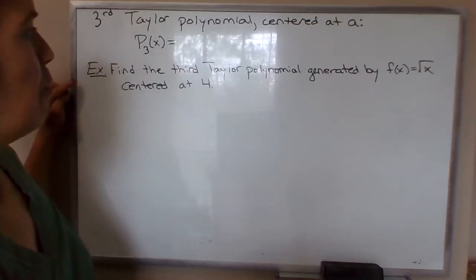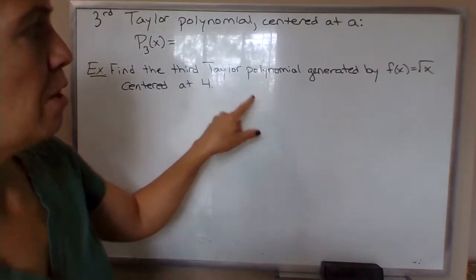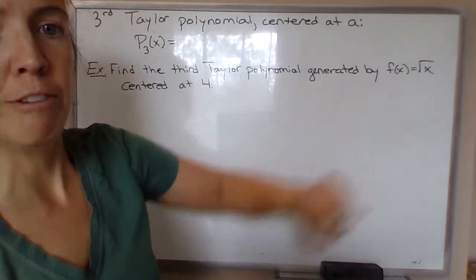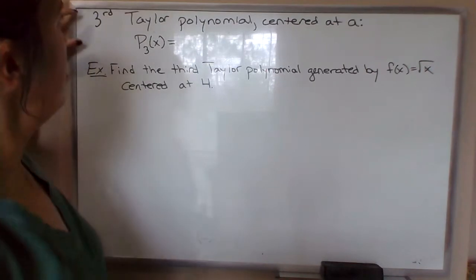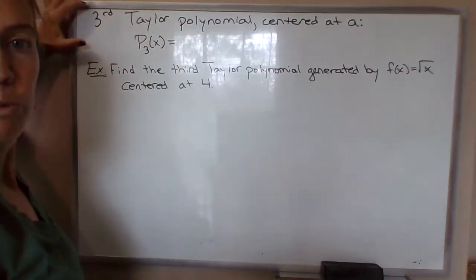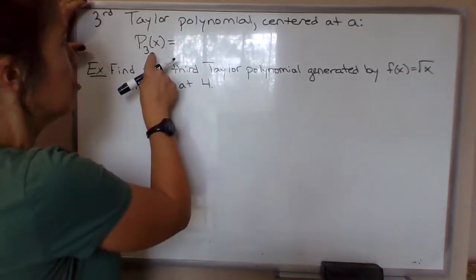So in this example, I want to find the third Taylor polynomial generated by the function f of x equals the square root of x, centered at 4. I wanted to start by writing the general form for the third Taylor polynomial. So I started that out up here.